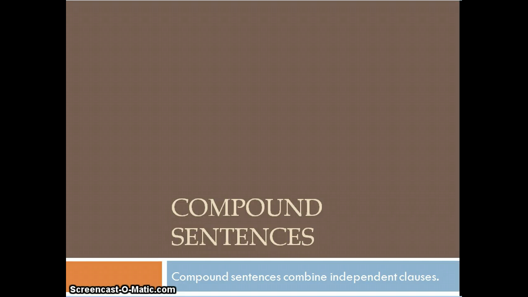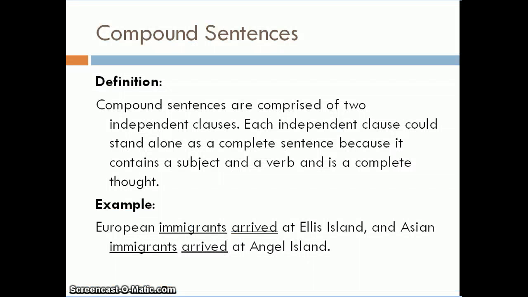In this video, we're going to talk about compound sentences, and compound sentences combine independent clauses. A compound sentence is comprised of at least two independent clauses, and an independent clause must contain a subject and a verb and a complete thought. So essentially, an independent clause could stand alone as a complete sentence.